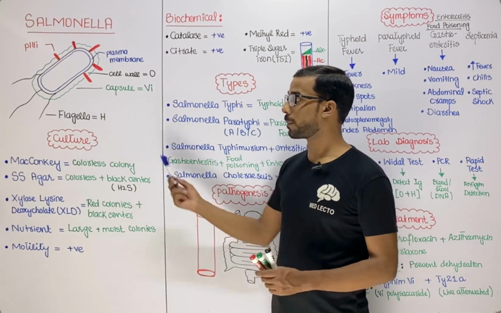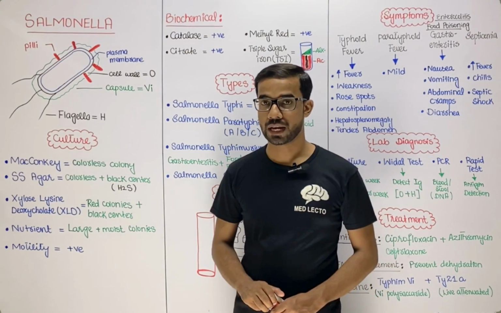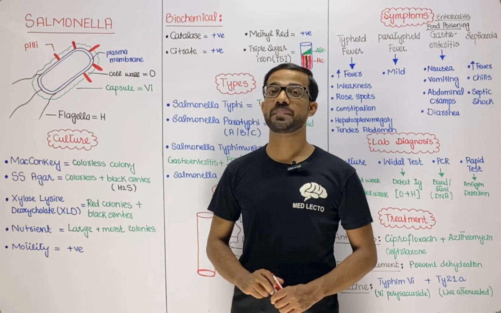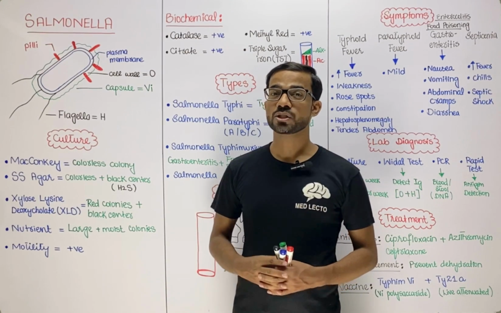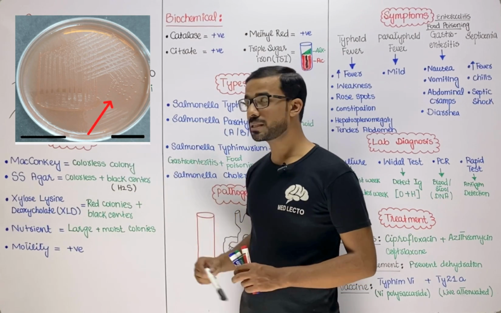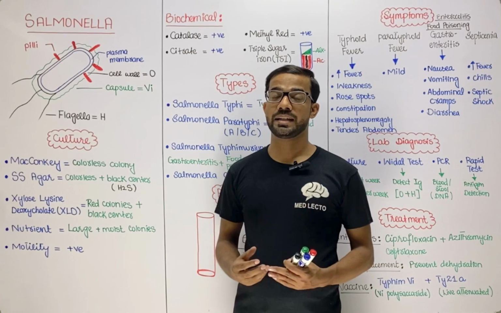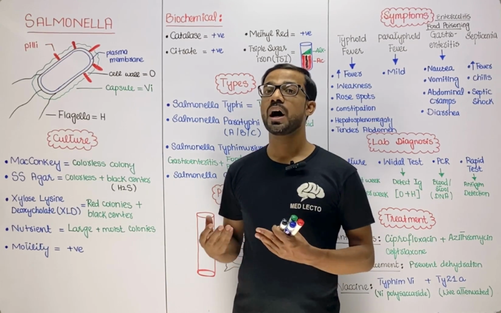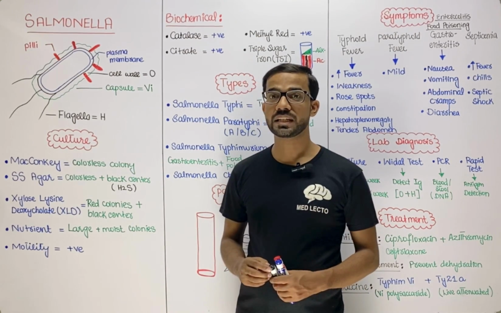Next, culture properties. On which media can we grow salmonella? Most importantly, on MacConkey agar, which is good for gram-negative bacteria, and salmonella itself is a gram-negative bacteria. So it's a good media for salmonella. It forms colorless colonies because in MacConkey you will see the presence of lactose, and salmonella does not ferment lactose, so it will look colorless, while those species that ferment lactose will look pink in color.